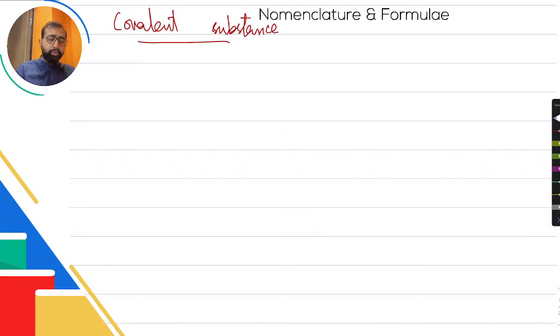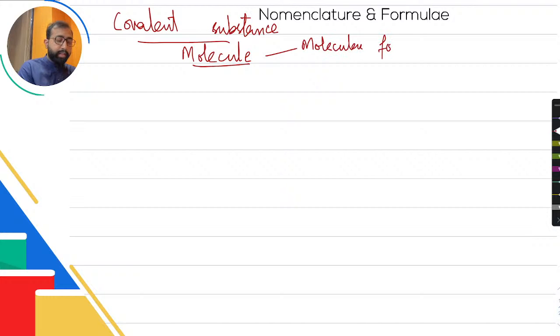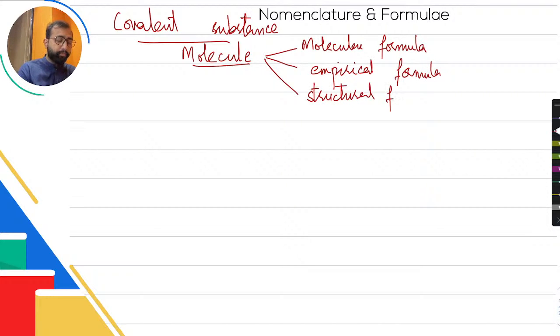Now, when it comes to the molecule, then you tell the molecular formula. So a molecule can have a molecular formula. It can have an empirical formula. And again, it can have a structural formula. Now, there are other kinds of formulas as well, but for now, we'll just stick with these.